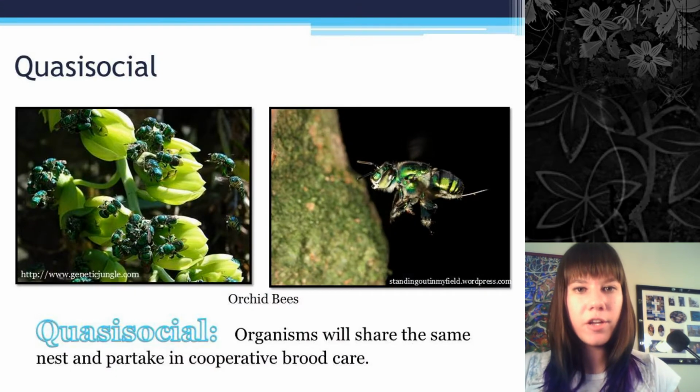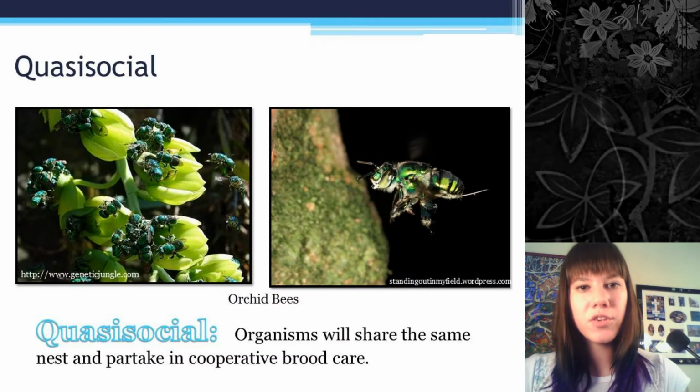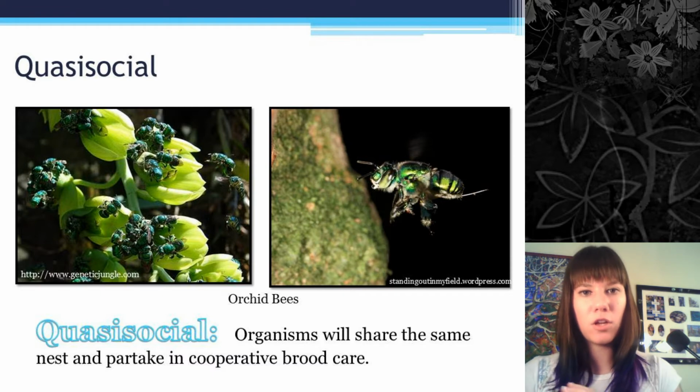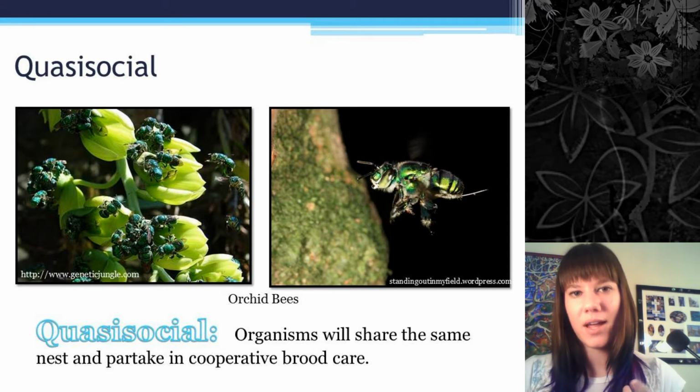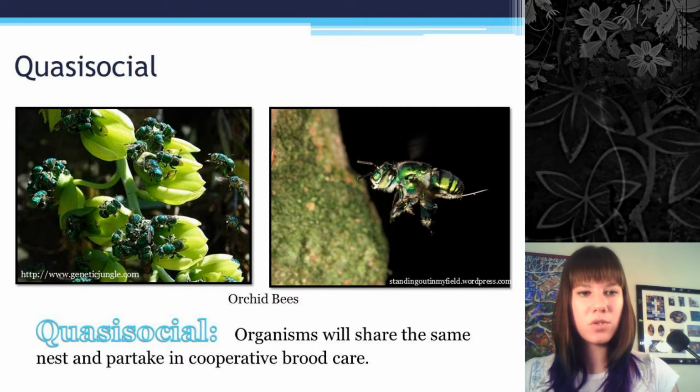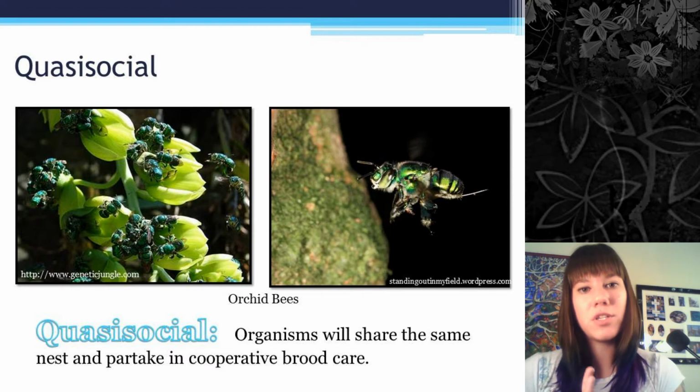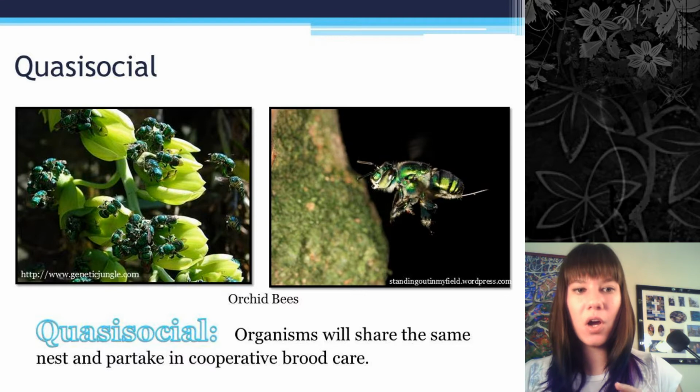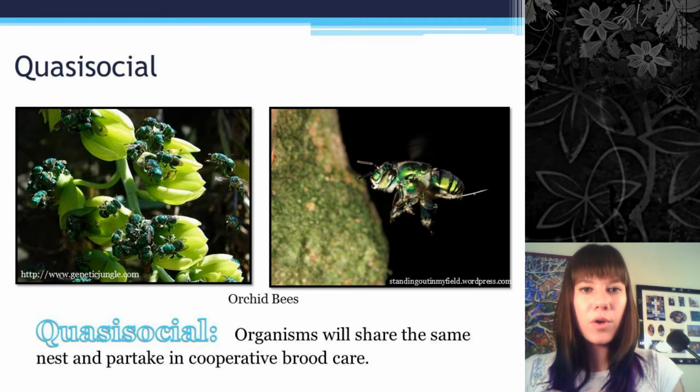The next type of sociality that we're going to talk about is quasi-social, and there's not a super amazing long list of organisms that have this, and it's kind of like a halfway house between other kinds of sociality. But basically, quasi-social is organisms or insects will share the same nest or brooding site and help each other with brooding care. And so a good example of this, and one of the few examples, are the orchid bees. And they'll make a nest, but not every bee will be able to lay her eggs due to availability of space, but they'll help each other raise the young.